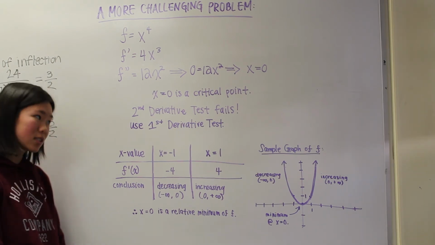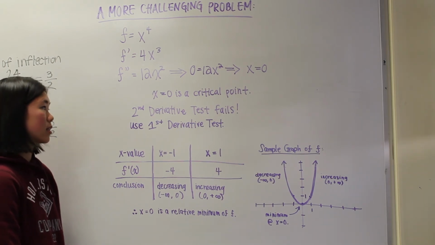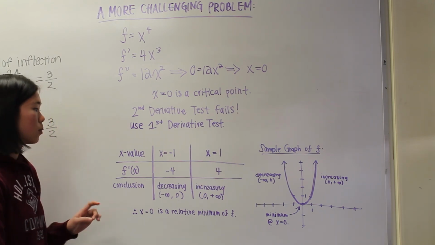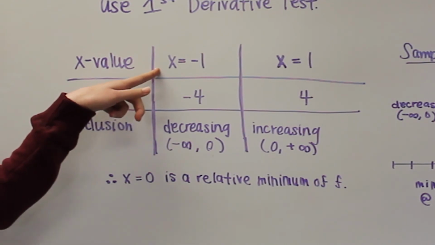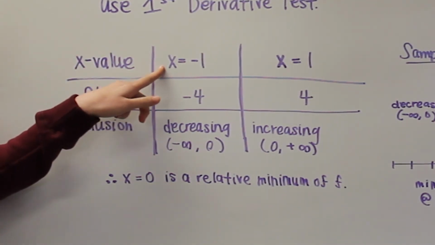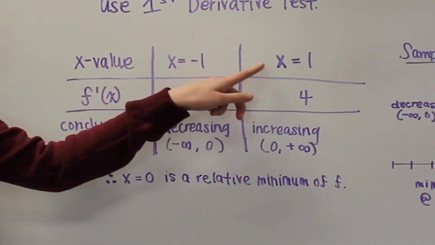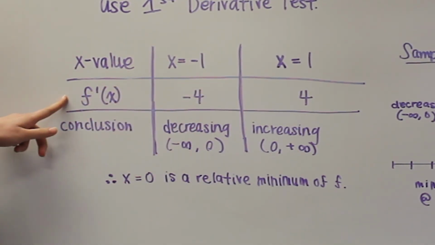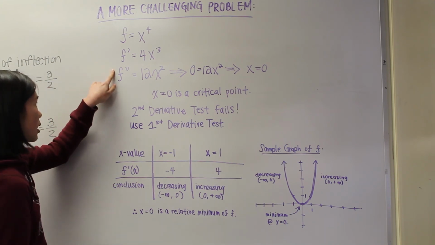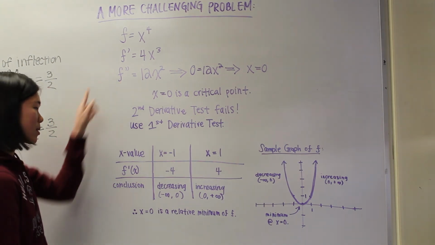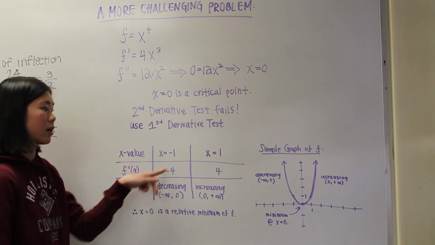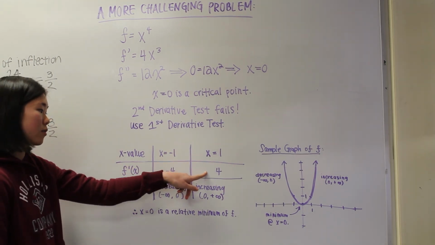And then you have to use the first derivative test to find out whether or not there's a relative extrema at x equals 0. So you plug in x values, both less than 0 and greater than 0. So we used x equals -1 and x equals 1. And then you plug the x values into the first derivative, which is 4x cubed. So for x equals -1, the first derivative is -4, and for x equals 1, the first derivative is 4.